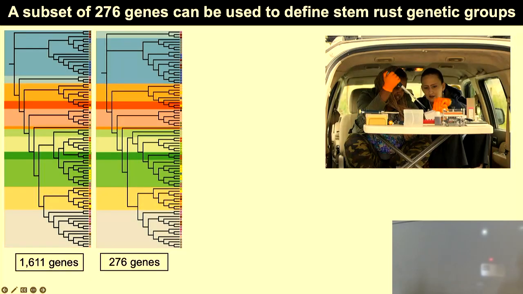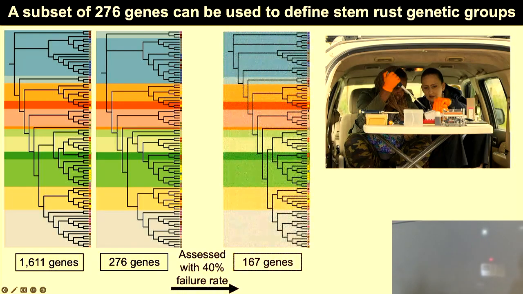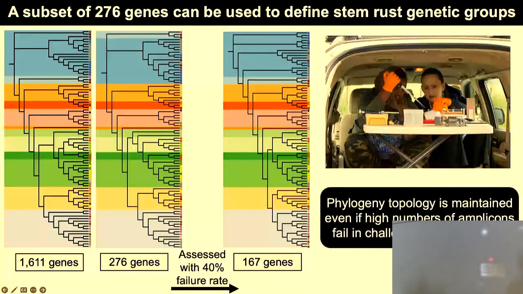But we also knew if we were going to run this in the back of Dave's car, this was going to also be a bit challenging, and maybe not everything would work to plan, so maybe some of these genes might fail. So we wanted to make sure we had a good failure rate built in, so around 40% of the genes can fail in amplification, and again, you can still reconstruct your phylogeny with just a subset of 60% of these genes. And this is important because we want to make sure that the topology is maintained, even if we do this in challenging environments, and there are more challenges to the system, and some of the genes might fail in amplification.